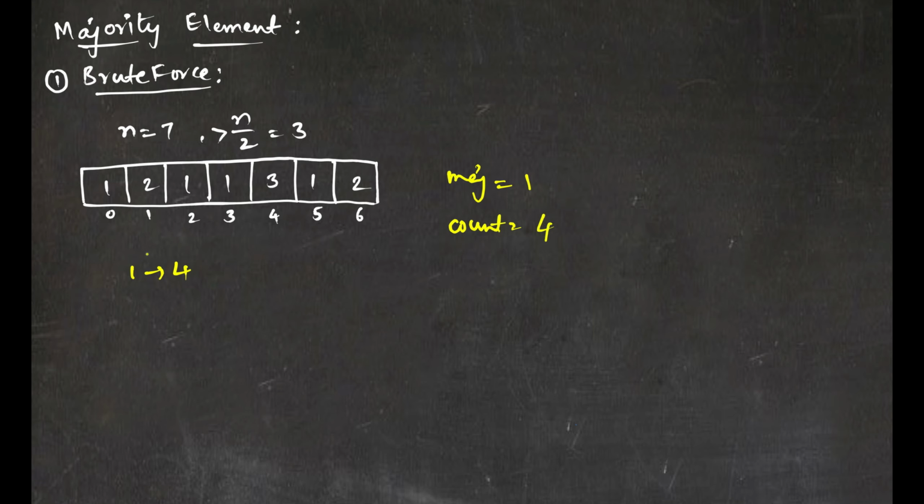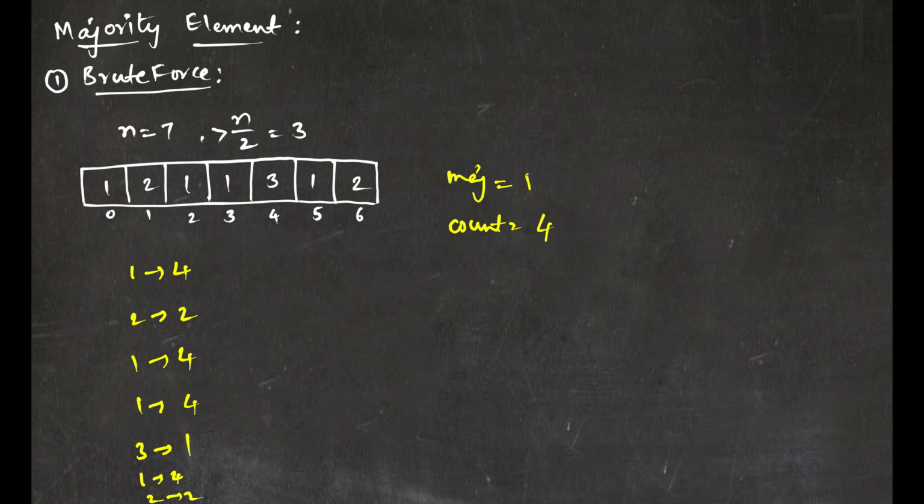Then I'll go to the next element 2. Again I'll check the count of it. It repeated for only 2 times and this count is less than the majority element count, so I don't update my majority element. Then I got 1 again, which is 4, so this is still less than or equal to this one, so I don't update. Then I got another one, this is still less than or equal to 4, so I don't update. Then I got 3, which is repeated for only once and this count is less than my majority element count, so I don't update. Again I got 1, which is 4, so I don't update. And again I got 2, which is 2, which is less than or equal to my count, so I don't update.